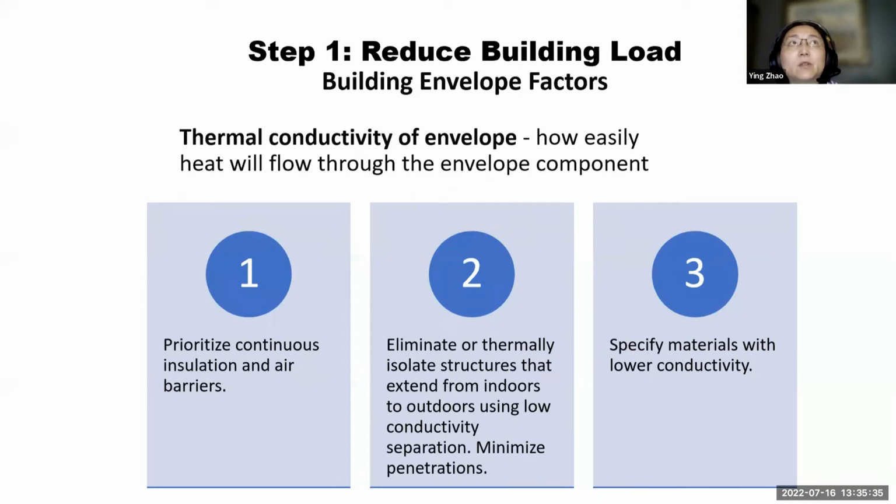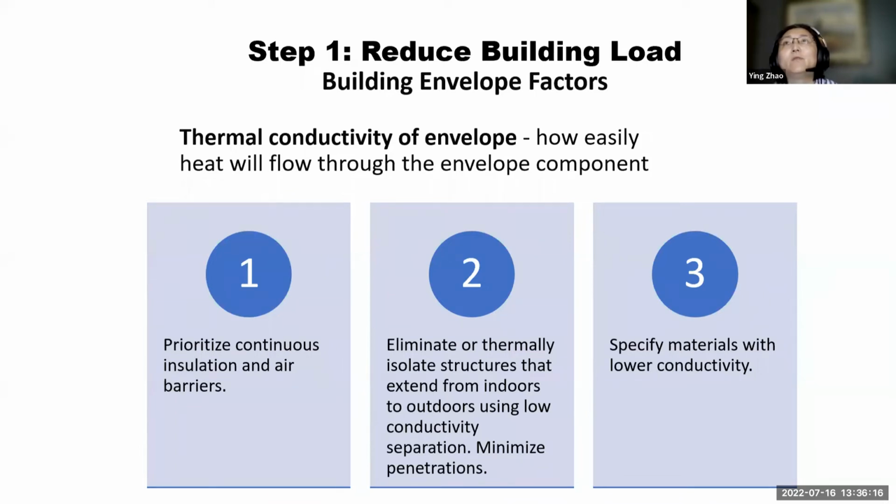So use continuous insulation rather than insulation that is broken up in segments. Eliminate or thermally isolate structures that extend from indoors to outdoors using low conductivity separation. That minimizes penetrations in the envelope between the inside of the building and the outside, because a penetration will create a thermal bridge between the inside and outside.